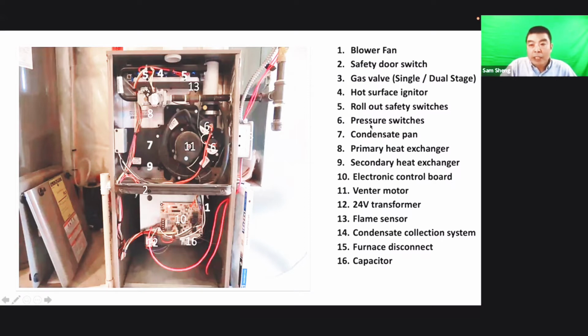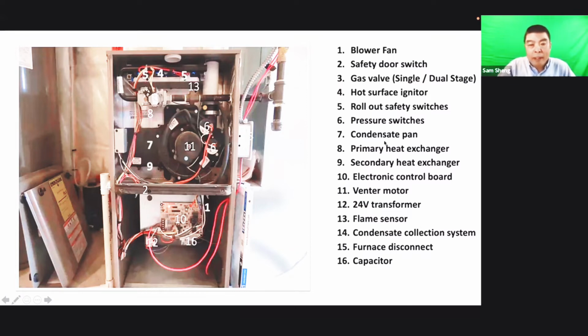Pressure switch, like we talked about before too. Sometimes there is only one pressure switch, some have 2, and some even have 4. The function of the pressure switch is to tell the control board whether the inducer motor is running okay or not. For example, if the inducer motor is not running, or the air is not pushing enough, the pressure switch cannot close, so it will not light the flame.